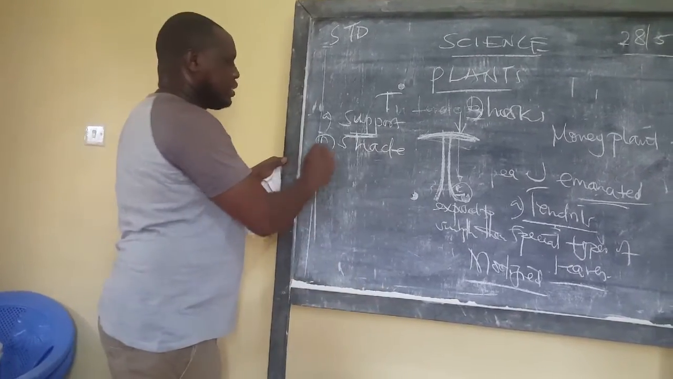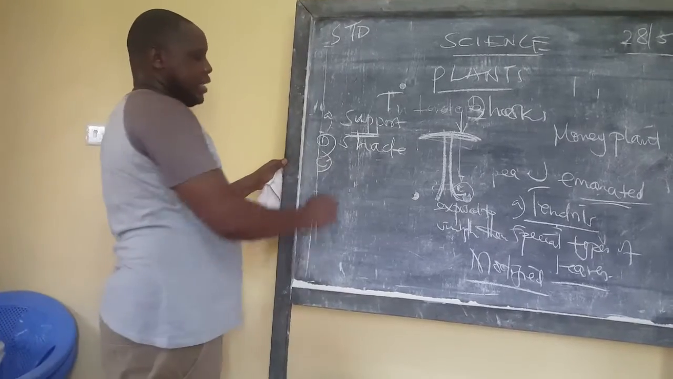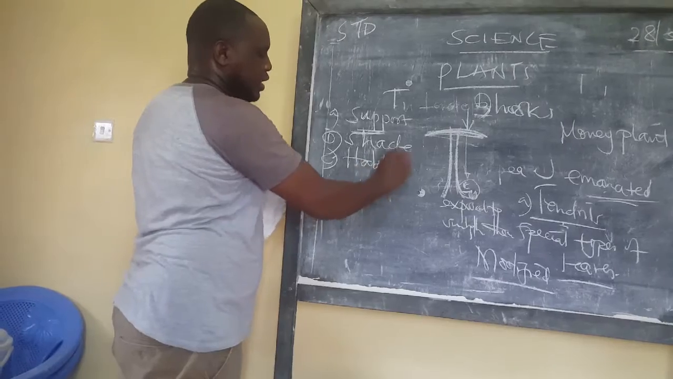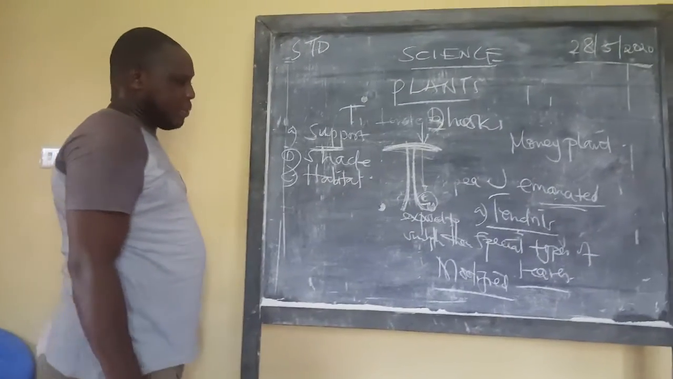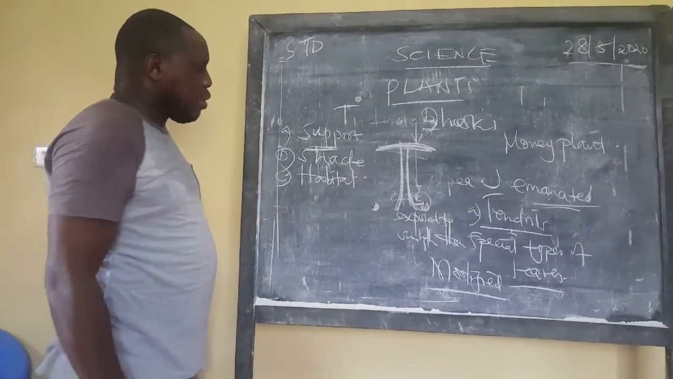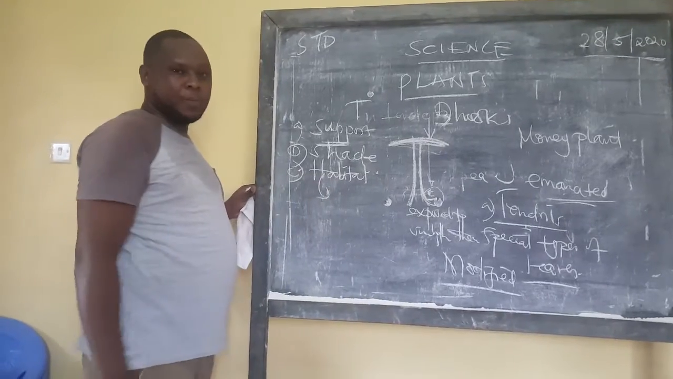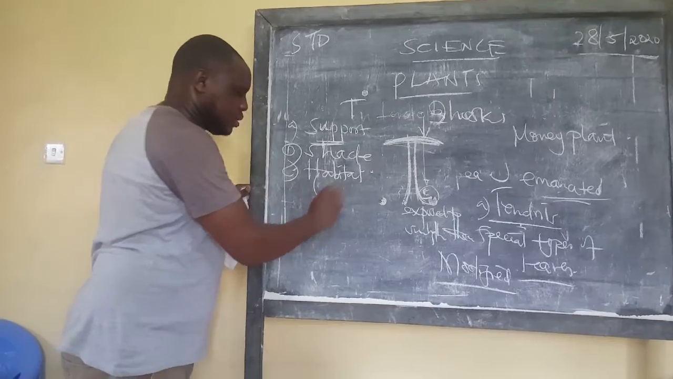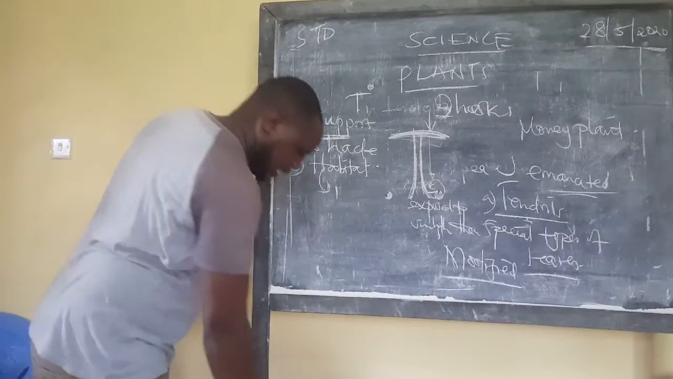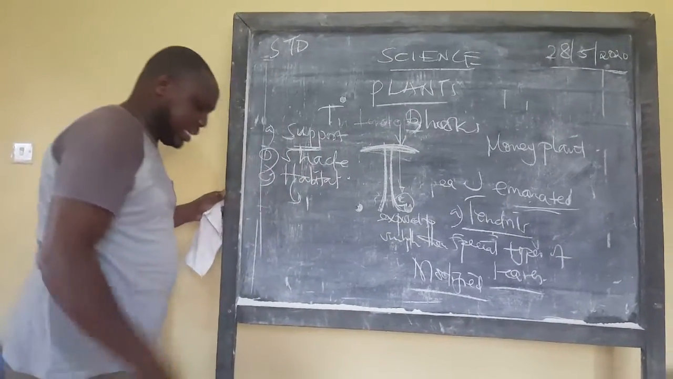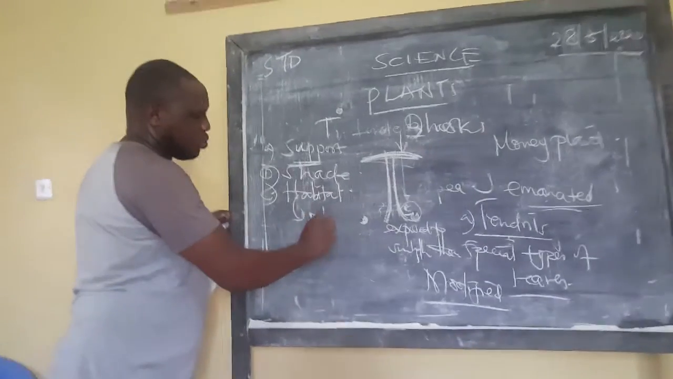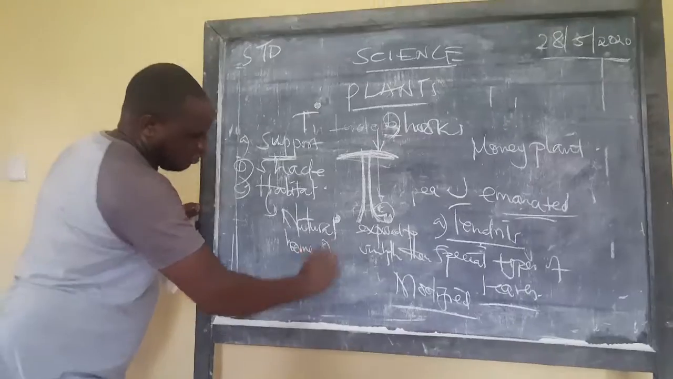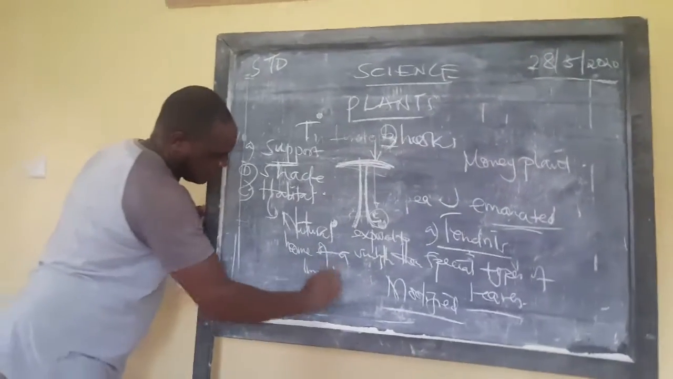Number 3, which has a lot of discussion, is habitat. I want you to be very careful with this one. Be very keen when I'm explaining this. When we talk about habitat, what is a habitat? It's the house of a living thing, the house where this particular animal lives. The natural home of a living thing.